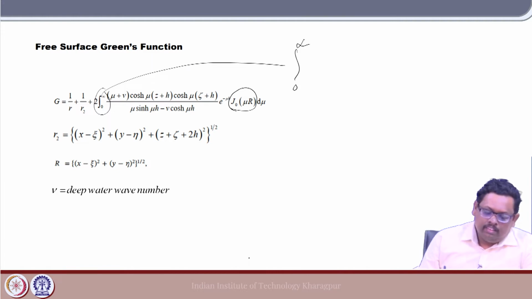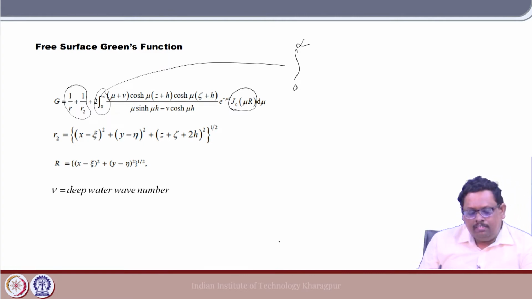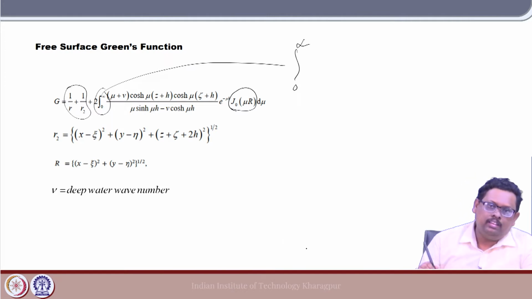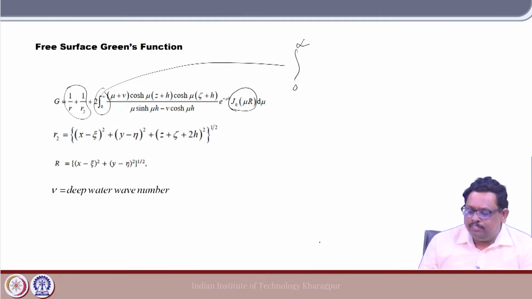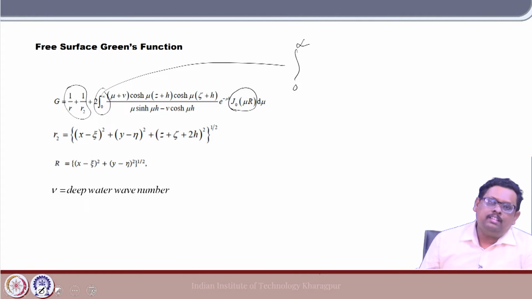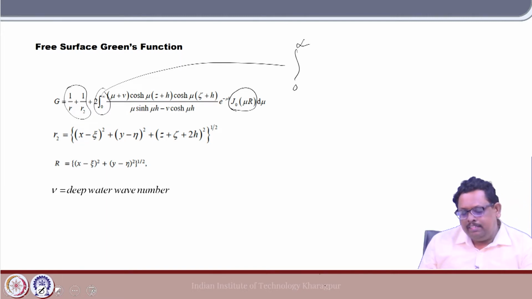Also, we have the Rankine source at the beginning. Now, we understand how to deal with the Rankine source. We discussed a lot about how we can deal with it. Now, let us see today how to deal with the free surface Green's function. There is a lot of literature available, and there are many approaches one can take.